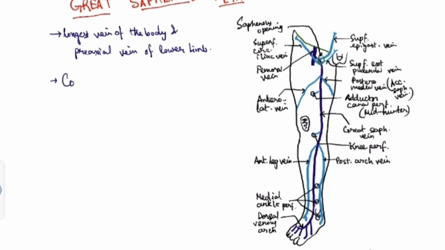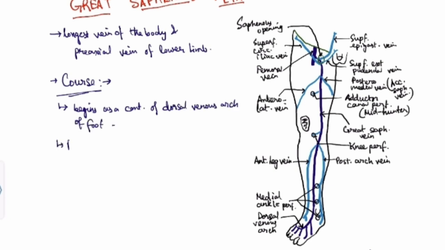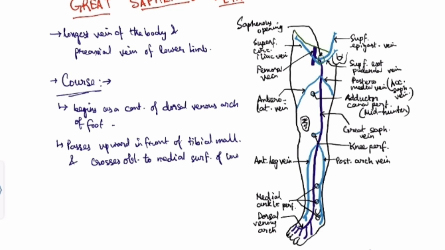Now we'll talk about its course. See, the course of a vein usually begins at the lower point and then it travels up. You can see it being mentioned over here. It begins as a continuation of the dorsal venous arch of the foot, passes upward in front of the tibial malleolus, and crosses obliquely to the medial surface of the lower 1/3 of the tibia and ascends behind the medial border to reach the knee.